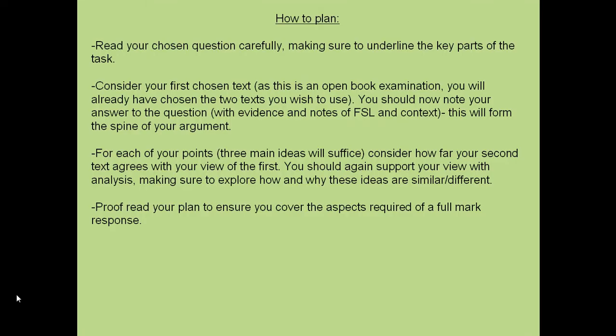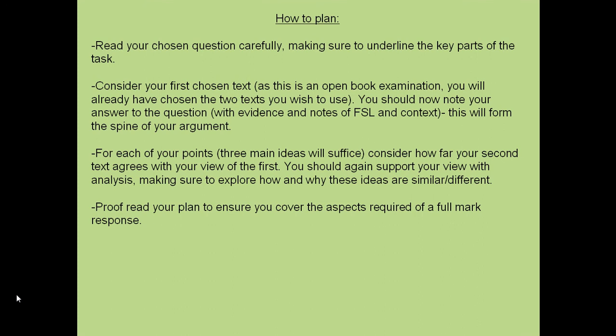Well, how do we plan? Well, of course, we read through the questions carefully. We make sure to underline key parts of the task. Now, remember, this is an open book examination, so you will have the choice of texts. So what really annoys me with students in terms of their preparation is that they use the text like a crutch when they get there in the exam. You shouldn't really be opening that book at all.